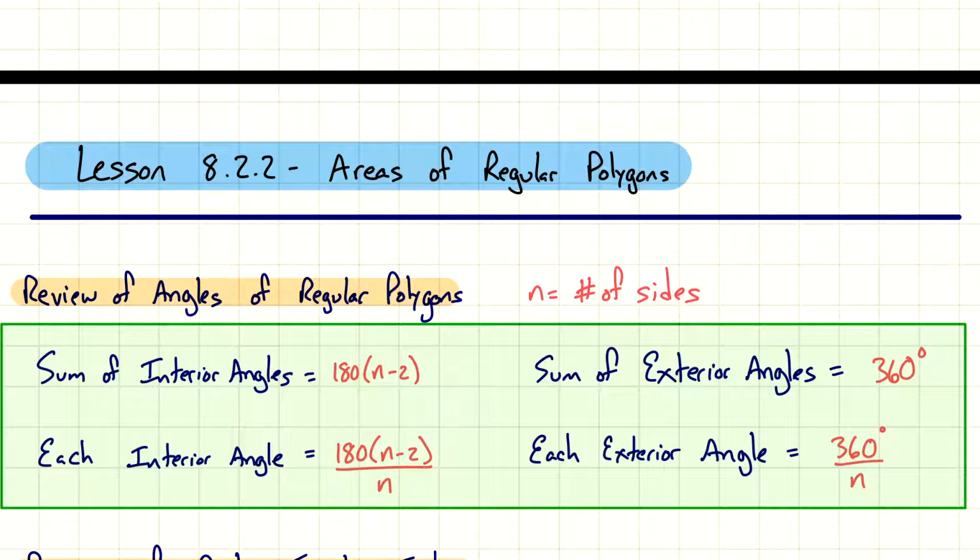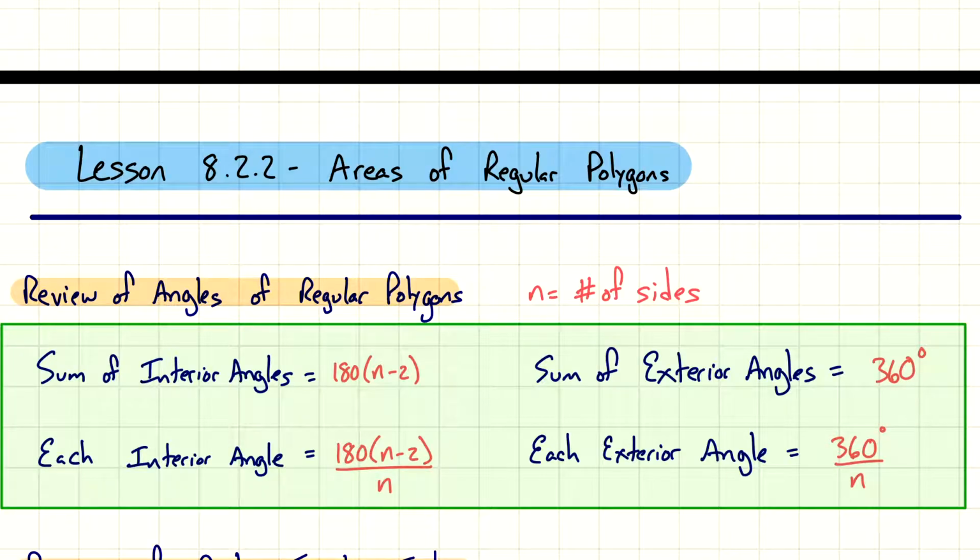We also talked about exterior angles. One nice part about the sum of the exterior angles is they always add up to 360 degrees. So there's really no formula, no numbers to plug in there. The answer will always be 360 for the sum of the exterior angles. But when we want to know what one of them is, each exterior angle, we take that 360 and divide it by the number of sides. So in this case, 360 divided by n.